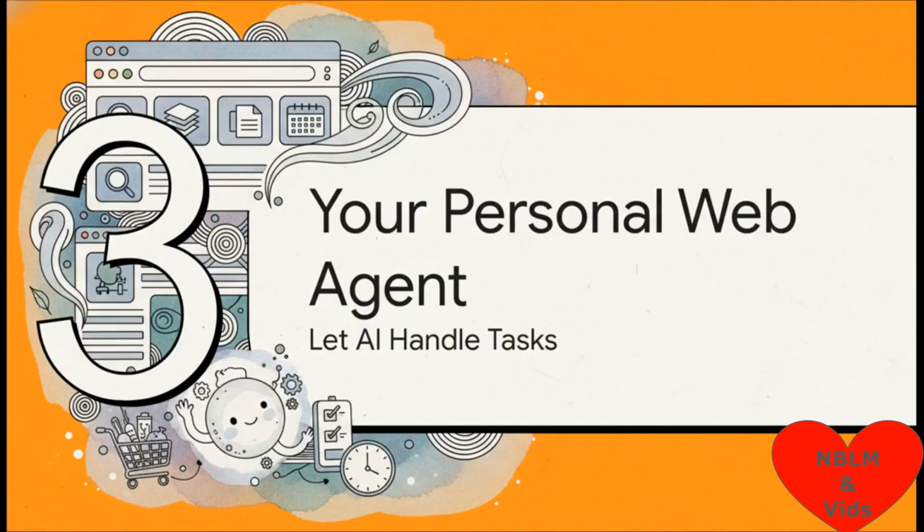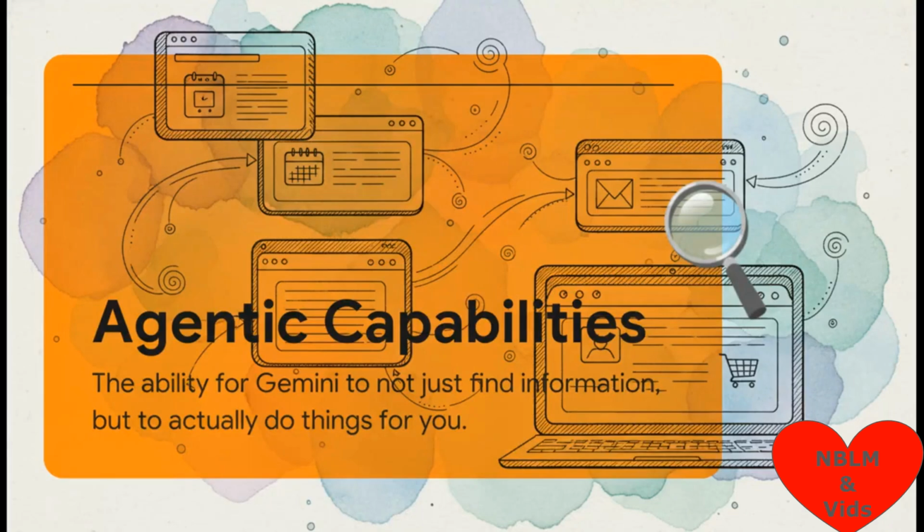Okay, we've seen it summarize and compare. But now we're getting into what feels like a truly next level, almost sci-fi capability. We're talking about moving beyond just finding information to having an AI that actually does things for you. It's time to meet your personal web agent. The official term is agentic capabilities, which sounds super technical, right? But the idea is actually really simple. Gemini can now handle boring, multi-step jobs for you. Here's a good way to think about it. A search engine can find you a recipe, but a personal assistant can actually order all the ingredients for you. That's the difference. Gemini doesn't just find stuff, it does stuff.